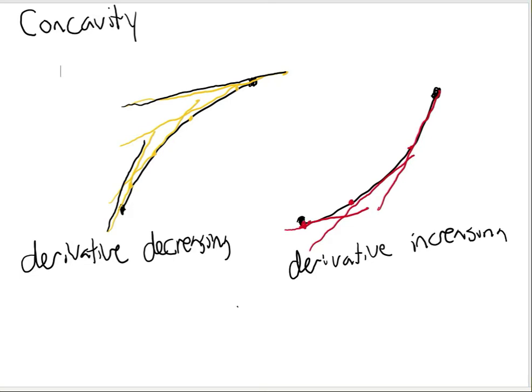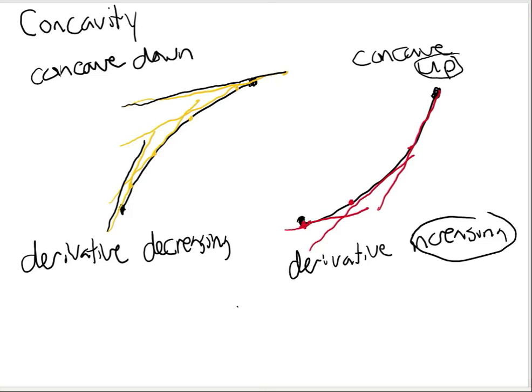And so there are words to describe these. The one on the left is called concave down, and the one on the right is called concave up. If you think about it, that makes sense, because up is for increasing, down for decreasing. Now, if you look in the textbook, there are other definitions you could use for concavity, but that is what we're going with right now.